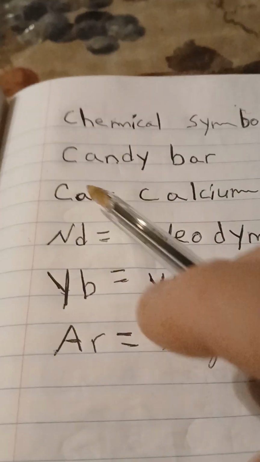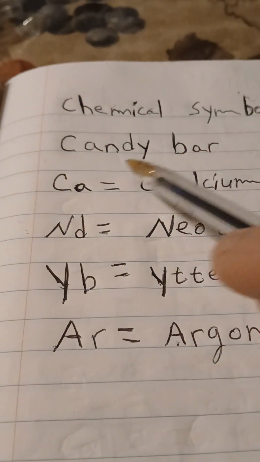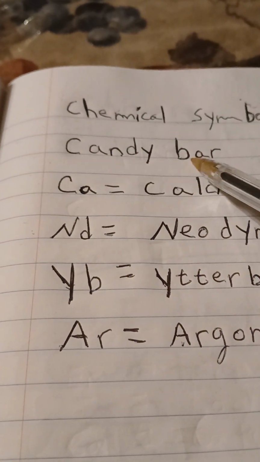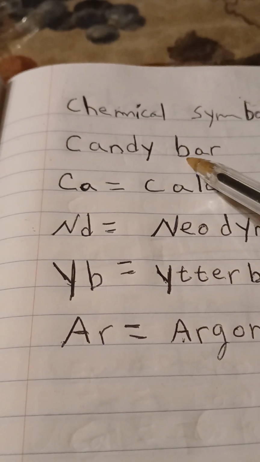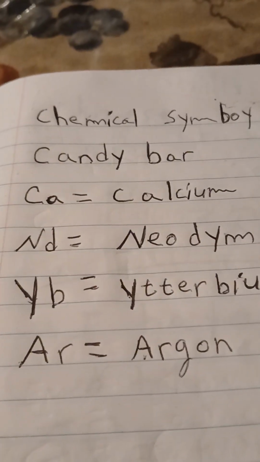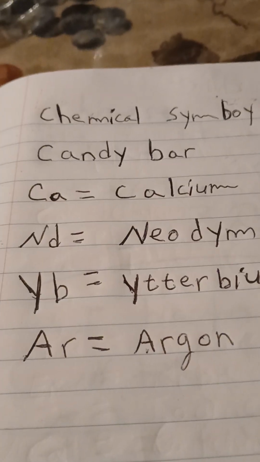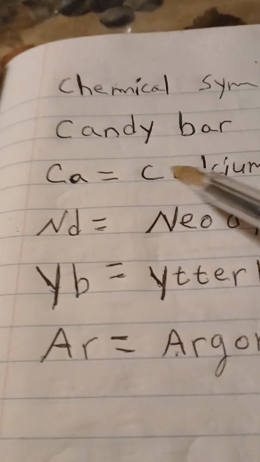Let's use, for example, candy bar. You see the Y and you see the B right there, right? The Y in candy and the B in bar. There's the Y and the B. Just make words and you'll find the letters inside those words. So candy bar, let's break it down.